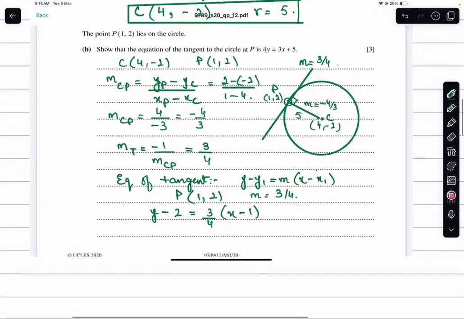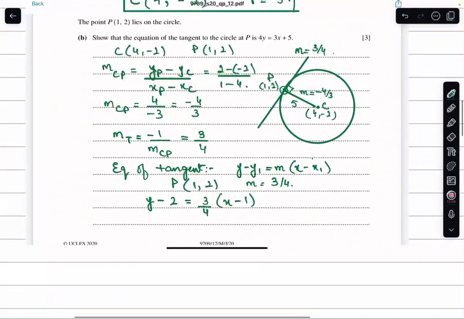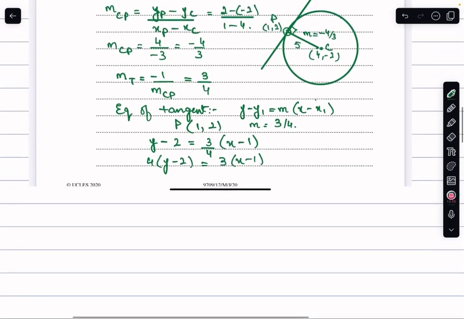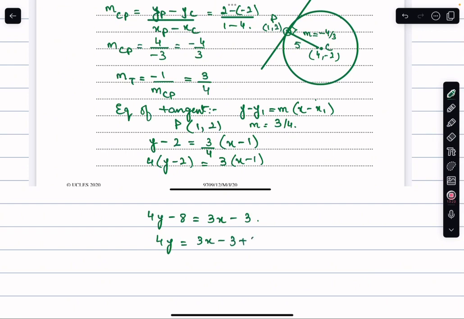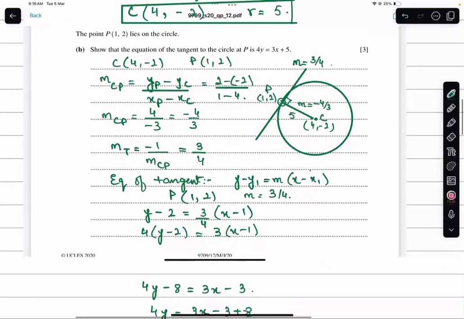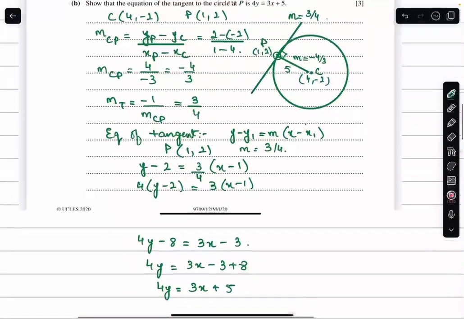So solving it further, I should say that this is 4 times (y minus 2) equals 3 times (x minus 1), or I can say it is 4y minus 8 equals 3x minus 3, or 4y equals 3x minus 3 plus 8, or 4y equals 3x plus 5, and this is what we wanted the equation of the tangent to be. So this is shown.